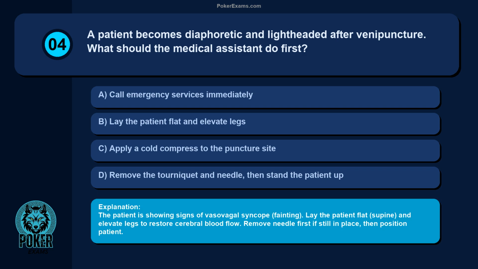The patient is showing signs of vasovagal syncope, fainting. Lay the patient flat, supine, and elevate legs to restore cerebral blood flow. Remove needle first if still in place, then position patient.